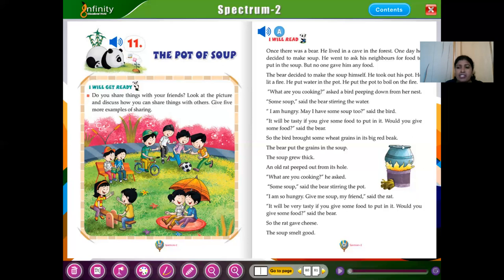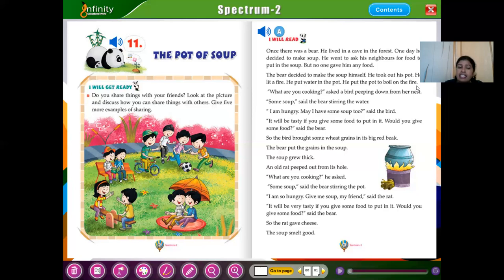You just observe this picture, children. Okay, what I'm showing here. Okay, again I will read. The bear decided to make the soup himself. He took out his pot. He lit a fire. He put water in the pot. He put the pot to boil on the fire. So, though no one has given any food for him, he decided himself to make a soup.